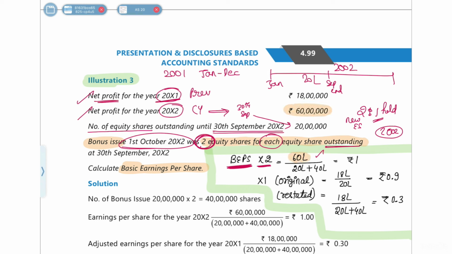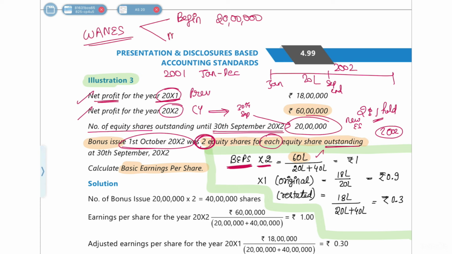So here also you go and write 60 lakh rupees in the numerator. Then in the denominator you have to write the weighted average number of shares. I told you when you calculate the weighted average number of shares, first you see how many shares there were from the beginning of the year. Here in the question they have told that you had around 20 lakh shares.